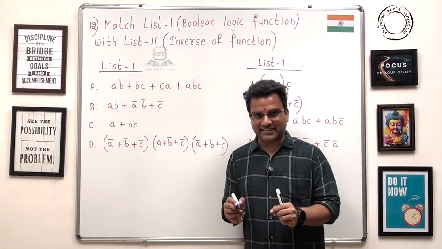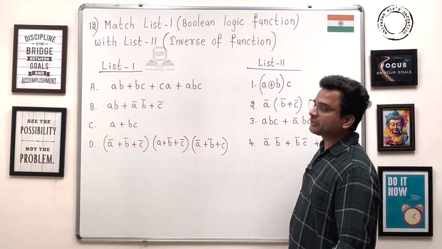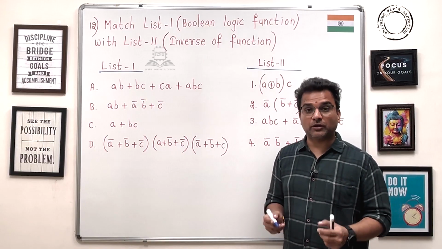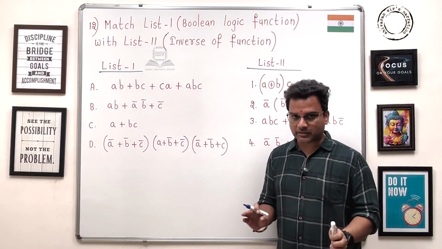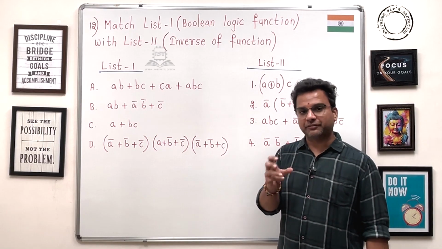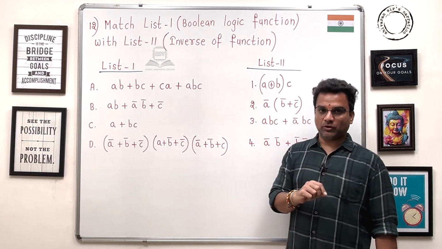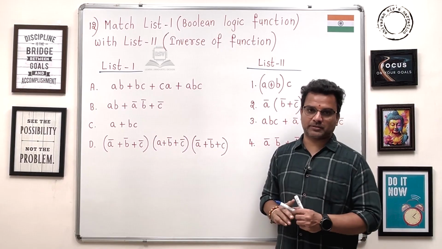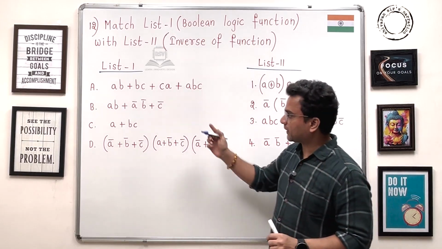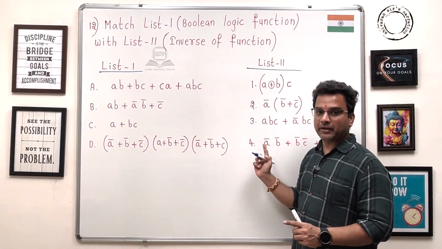Let's see another example. Question number 12. Match list 1 Boolean logic function with list 2 inverse of function. You know guys, inverse of the function and complement of the function are all the same only. Okay, coming to the rules to be followed: you need to replace AND with OR and OR with AND, 0 with 1, 1 with 0, and you need to complement the variables.